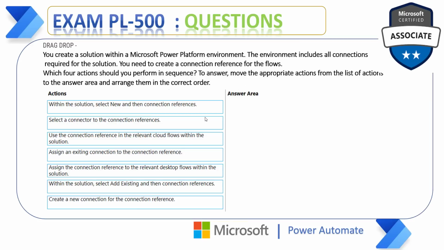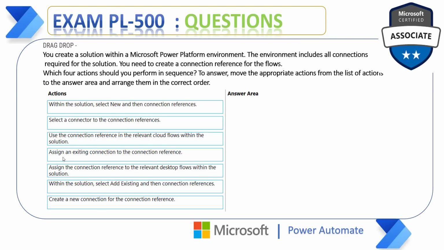Now coming to the third one, use the connection reference in the relevant cloud flows within the solution. This is also correct because the connection references will be used inside my relevant cloud flows, but not on the desktop flows. There, if you observe, action 5, assign the connection reference to the relevant desktop flows within the solution. We cannot assign the connection references for the desktop flows, as we have seen, right?